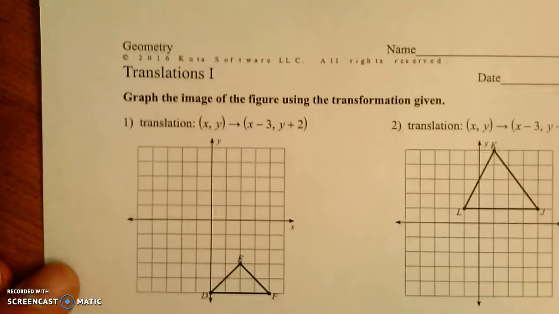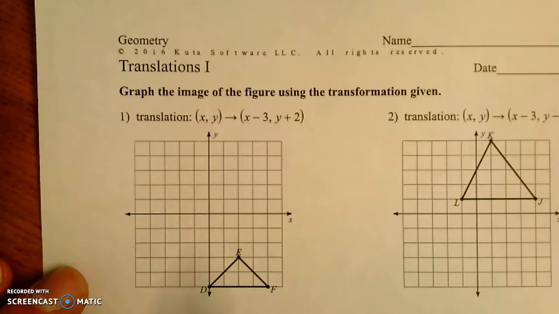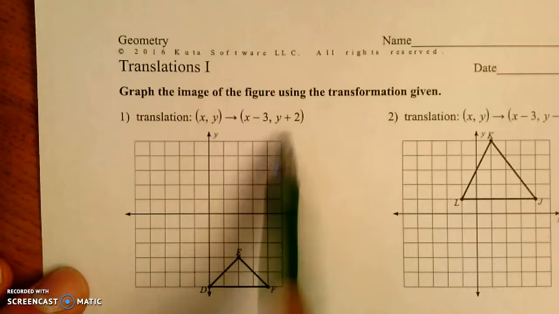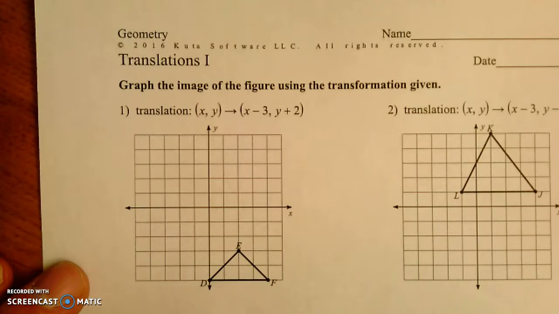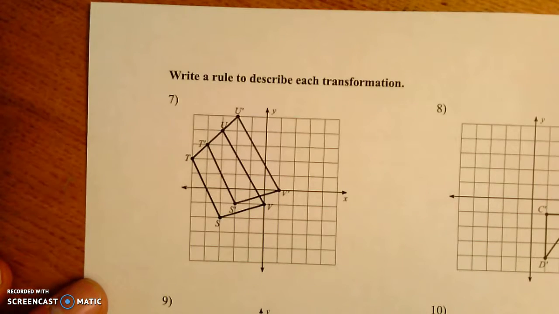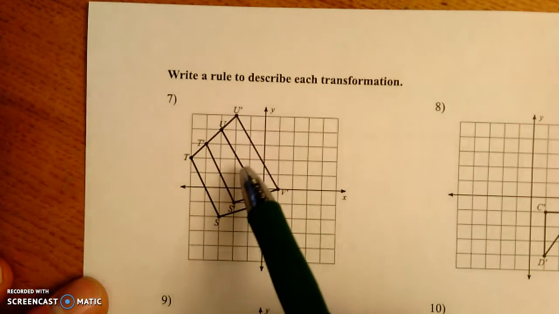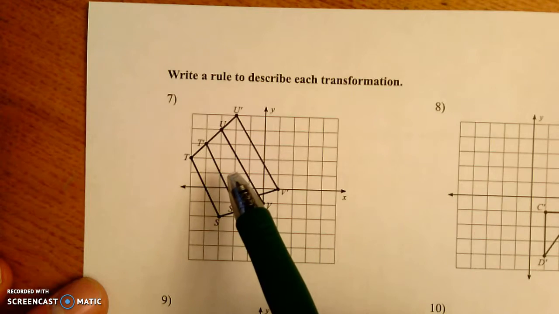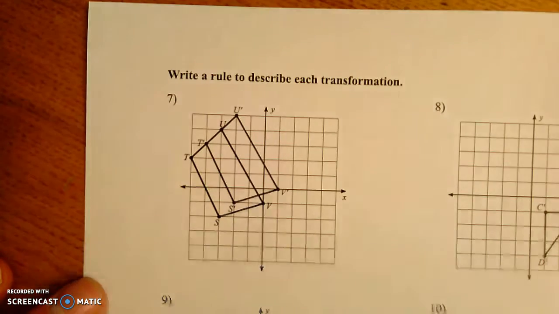All right, welcome to Translations 1. Here, we're going to be using rules to perform translations on a shape in the coordinate plane. And back here on the back side, we are going to be looking at a shape and its translated image. We're going to write the rule to match that translation.